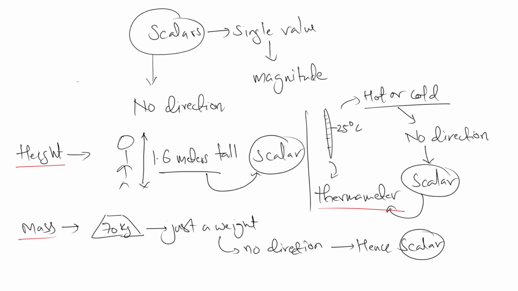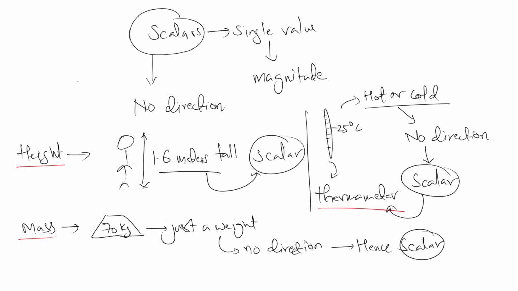Scalars are quantities that are described by a single value, representing their magnitude only. They do not have a direction. Here are some examples. Height. If someone says they are 1.6 meters tall, that's a scalar quantity. It tells you the magnitude, but not the direction. Temperature. If the temperature is 25 degrees Celsius, it indicates how hot or cold something is without specifying a direction.